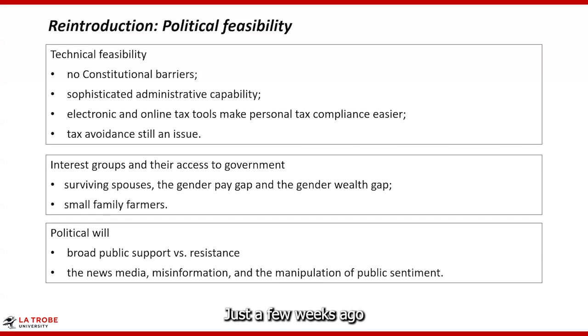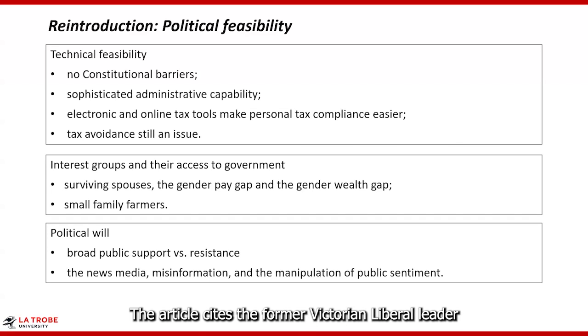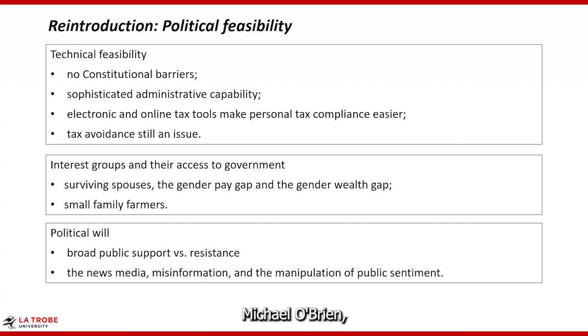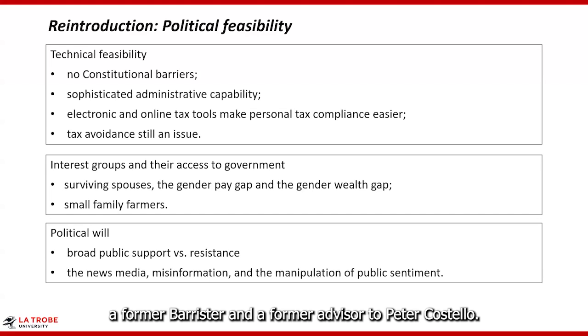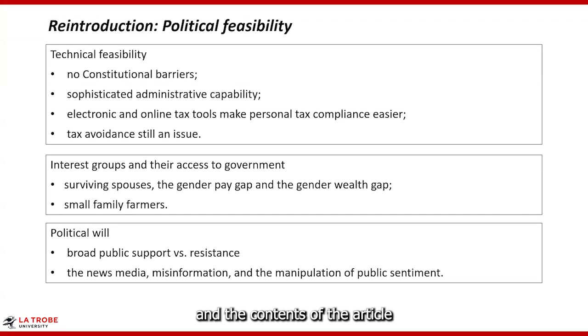Just a few weeks ago, we had the Herald Sun newspaper reporting on increases in the fees charged by the Victorian government for processing probate applications. The headline on the front page was "Taxed to Death" in large capital letters. The article cites the former Victorian Liberal leader Michael O'Brien, a former barrister and former advisor to Peter Costello, and the content of the article appears to me to be designed to mislead and to turn public opinion against any kind of increase in government fees by equating them with death taxes.